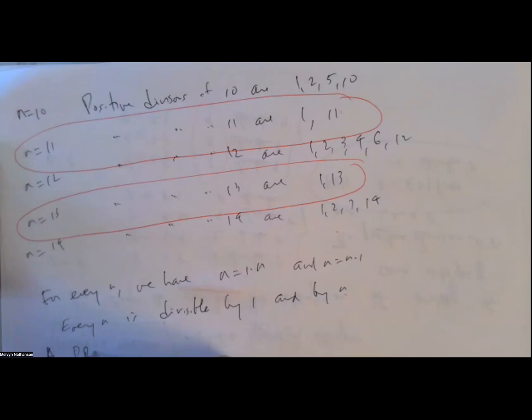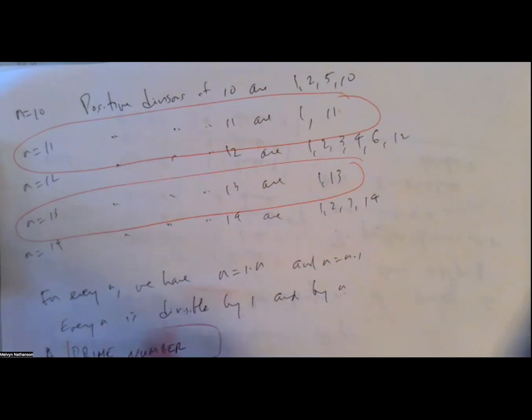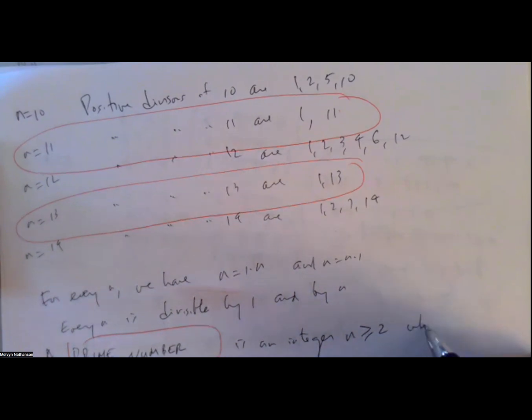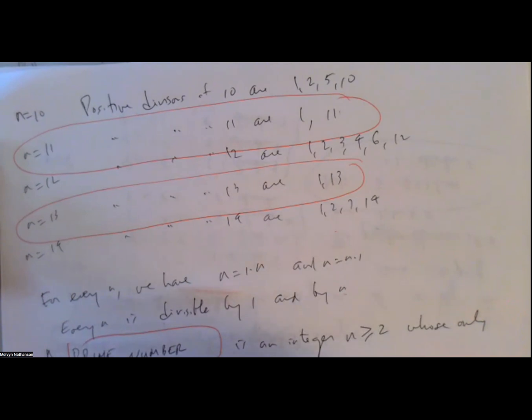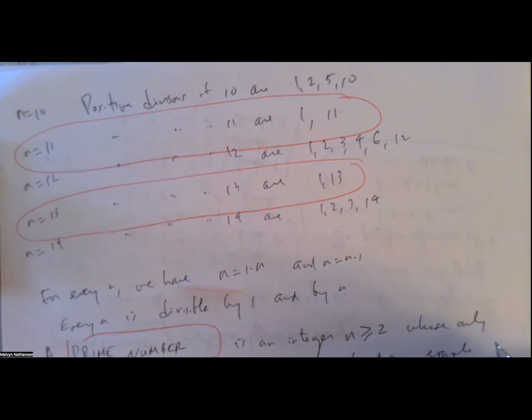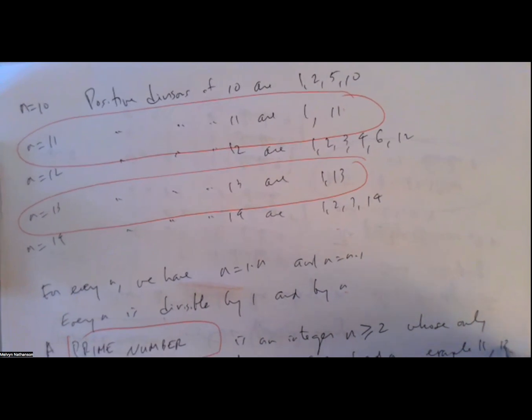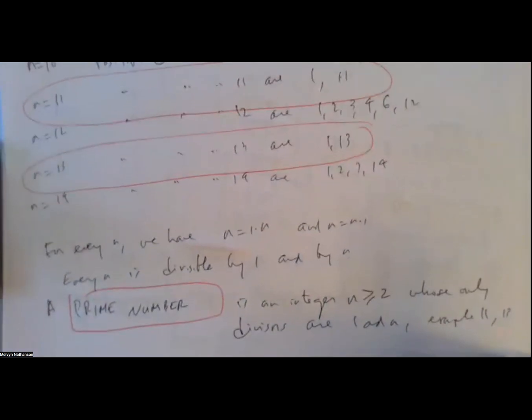So a prime number, or a prime, is an integer n, at least 2, whose only divisors are 1 and n. For example, 11 and 13. Their only divisors are itself and 1.